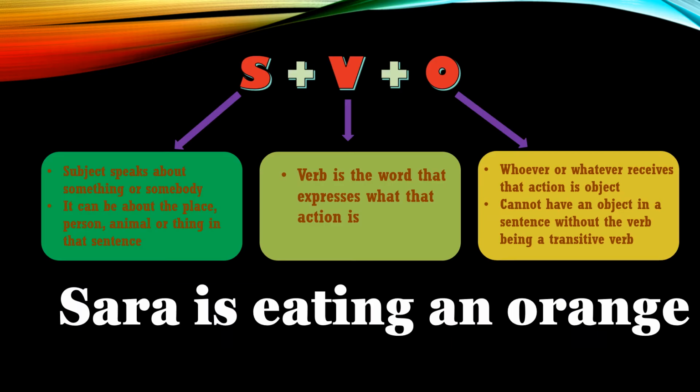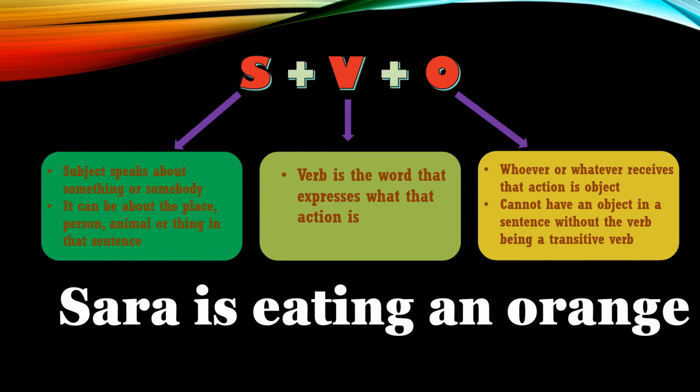Now we're going to look at what S, V and O are. S stands for subject, V stands for verb and O stands for object. First, S, subject. A subject speaks about something or somebody. Like I said before, it can be a place, person, animal or thing. Next is verb. A verb is the word that expresses the action. To make it simple, a verb is something that the subject is actually doing, right?